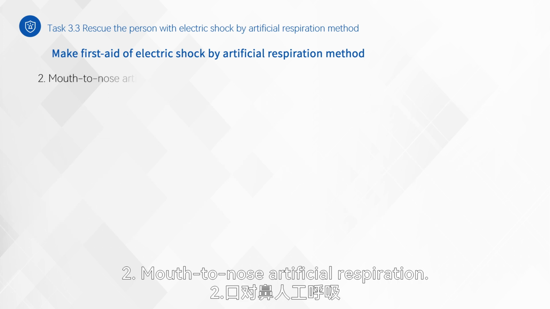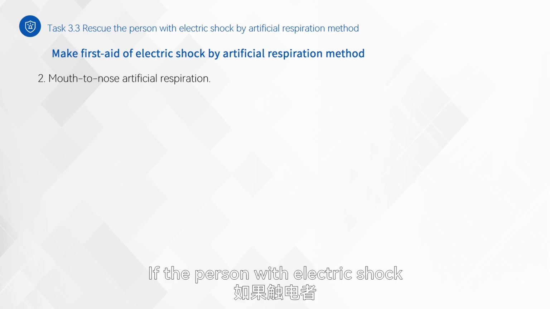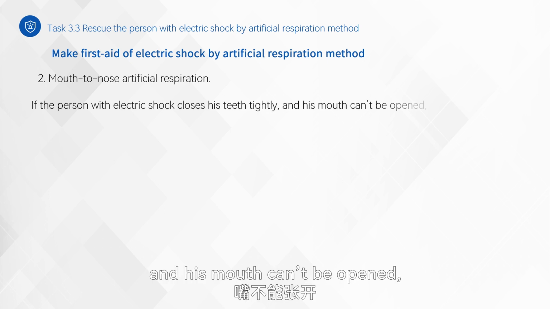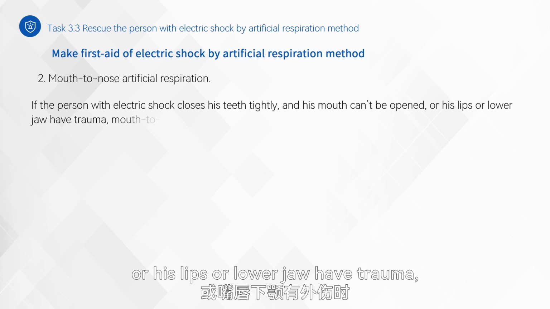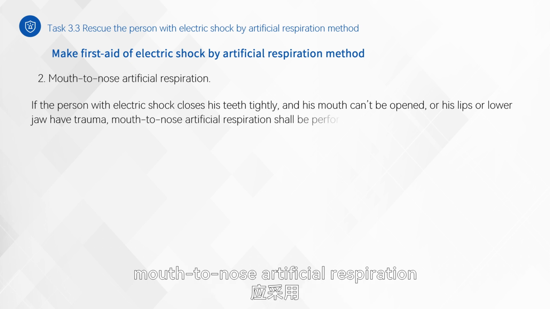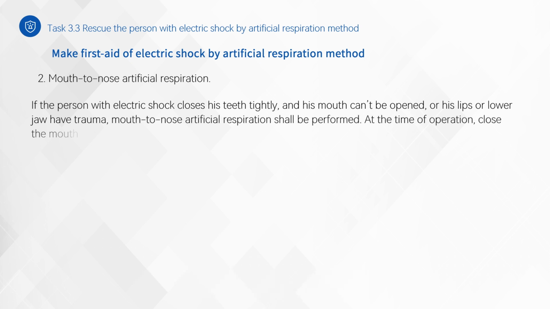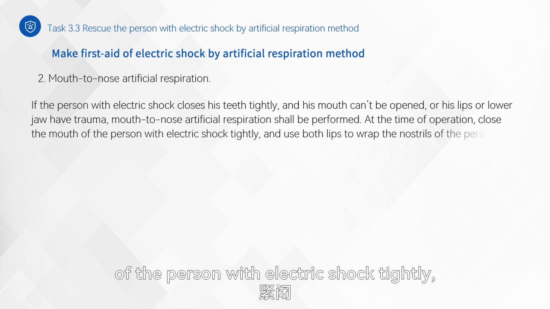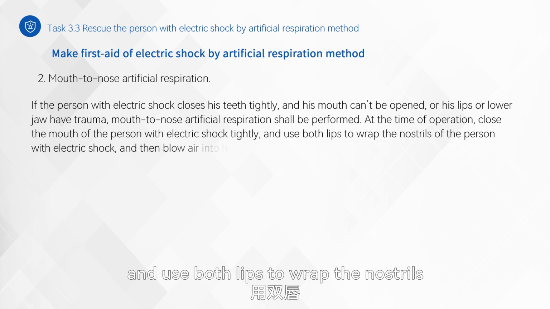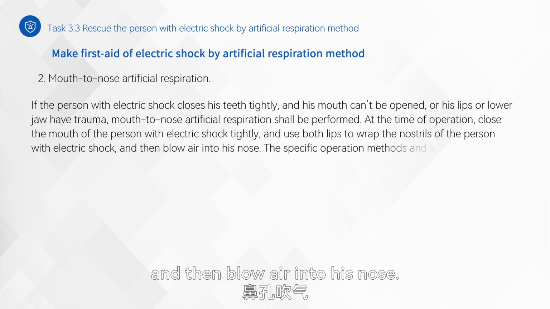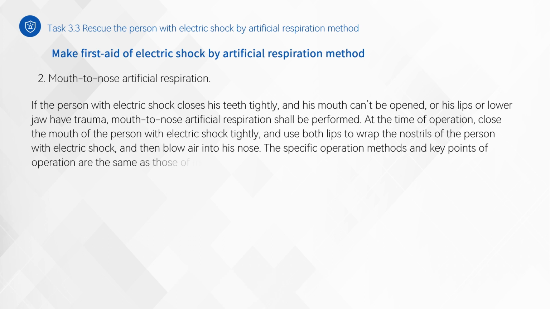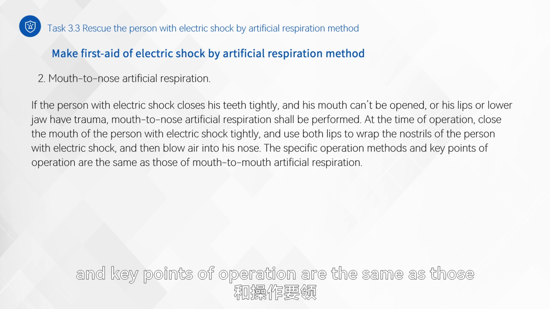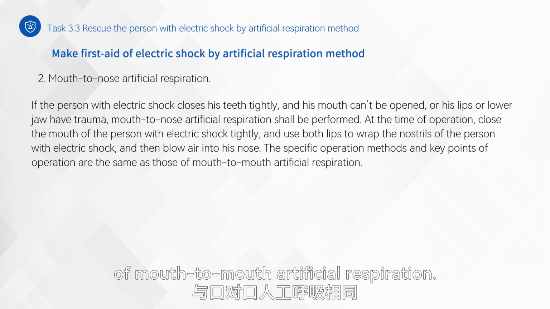2. Mouth-to-nose artificial respiration. If the person with electric shock closes his teeth tightly, and his mouth can't be opened, or his lips or lower jaw have trauma, mouth-to-nose artificial respiration shall be performed. At the time of operation, close the mouth of the person with electric shock tightly, and use both lips to wrap the nostrils of the person with electric shock, and then blow air into his nose. The specific operation methods and key points of operation are the same as those of mouth-to-mouth artificial respiration.